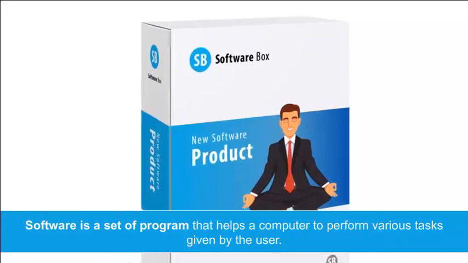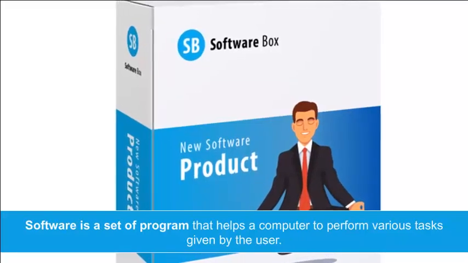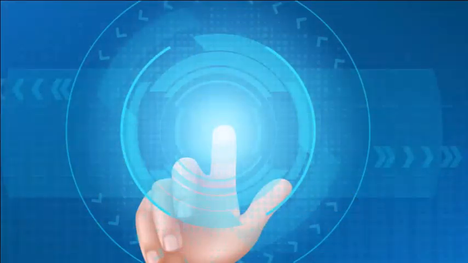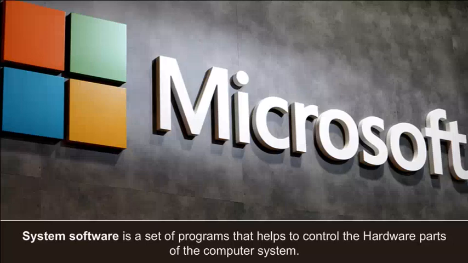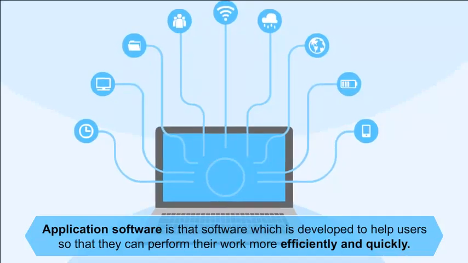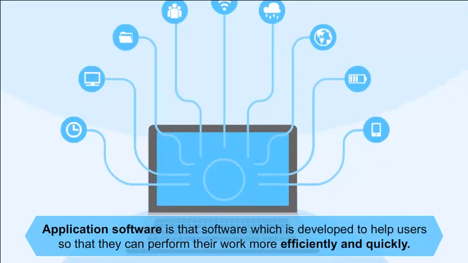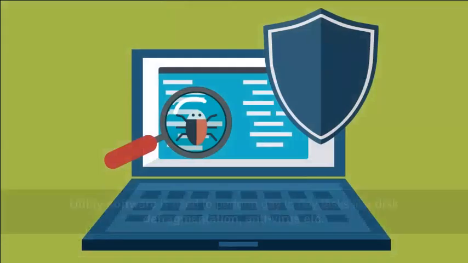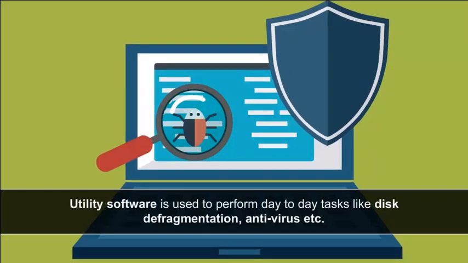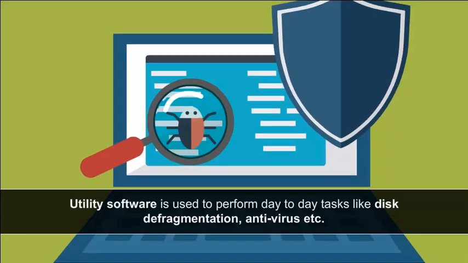Software is a set of programs that helps a computer to perform various tasks given by the user. Software can be further classified as: System software is a set of programs that helps to control the hardware parts of the computer system. Application software is software developed to help users perform their work more efficiently and quickly, like MS Office. Utility software is used to perform day-to-day tasks like disk fragmentation, antivirus, etc.